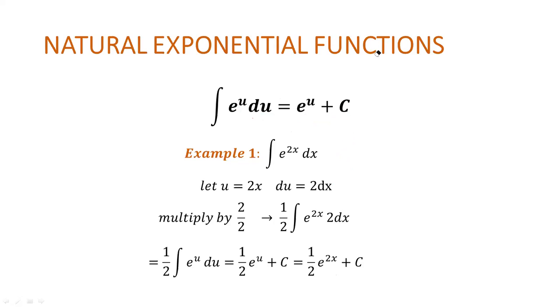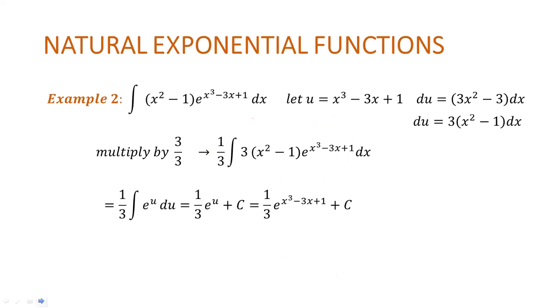Okay, we go to the next. So that's for e raised to u. We proceed to this one: x squared minus 1, the quantity, multiplied to e raised to x cubed minus 3x plus 1. So let u be this. Since this is your exponential function, automatically the exponent of this exponential function is your u. The du is 3x squared minus 3.